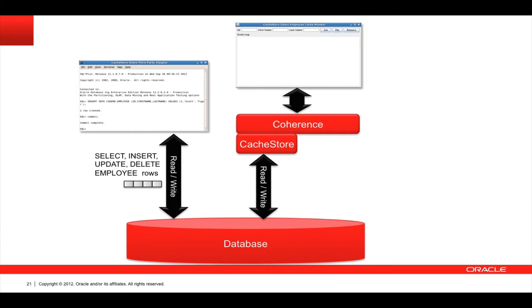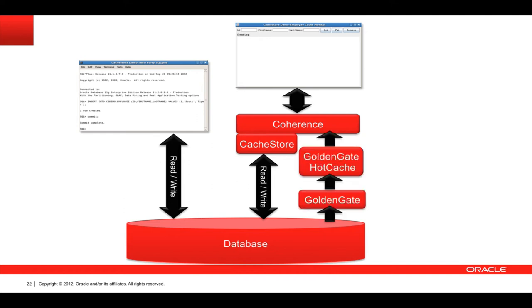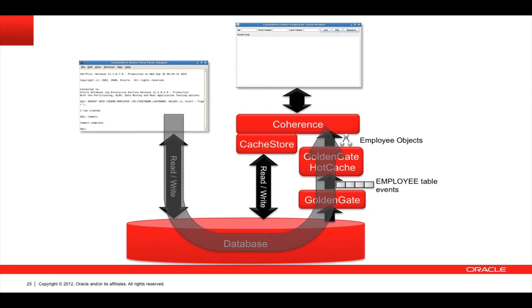Then we're going to take a look at interacting with that same database through SQL Plus. And again, SQL Plus because you can't get any more raw than just raw SQL interaction with the database. So we're going to do things like delete data, modify data, we could even insert data. We're going to see those changes flow from the database to GoldenGate, which is going to produce an extract. We're going to take those extracted change records, and the GoldenGate HotCache is going to consume them and transform them into the appropriate object-oriented operations, whether that be an insert or a modification of an object, and it'll apply it to the Coherence cache, and then the client will see those changes.